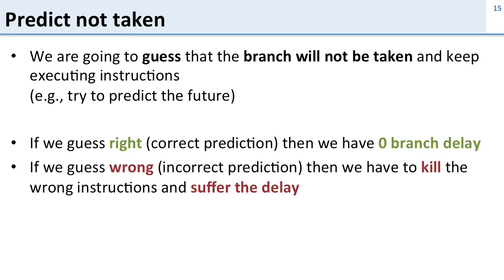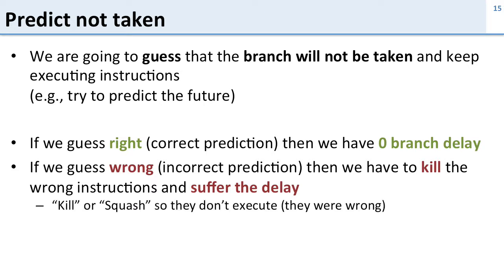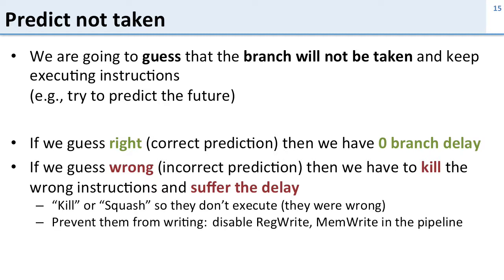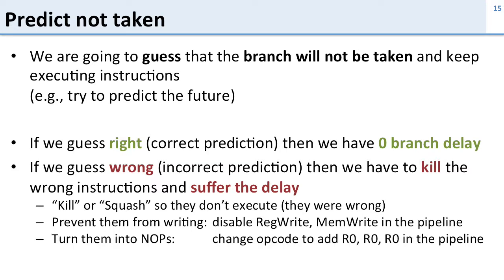So how do we kill the instructions? Well, we need to make sure they don't execute. If we execute the wrong instructions, then our processor is doing the wrong thing. The term for this is killing or squashing the instructions. To do that, we can either prevent them from writing, so we can disable the register write and the memory write in the pipeline, or we can turn them to no-ops. So we can change the instructions in the pipeline to no-ops. Remember, that's add R0, R0, R0, and so as they go through the pipeline, they won't have any effect. But we need to make sure that we kill the wrong instructions, otherwise we're going to do the wrong thing in our processor.